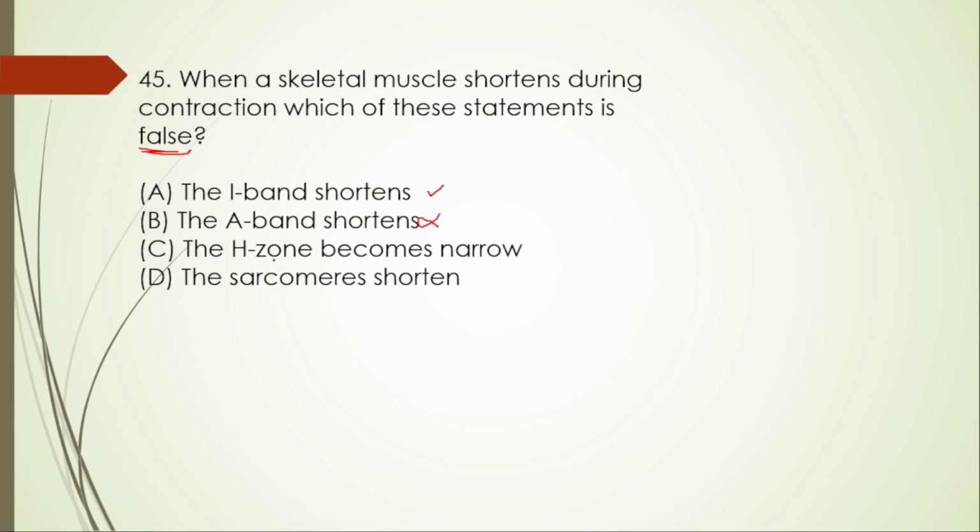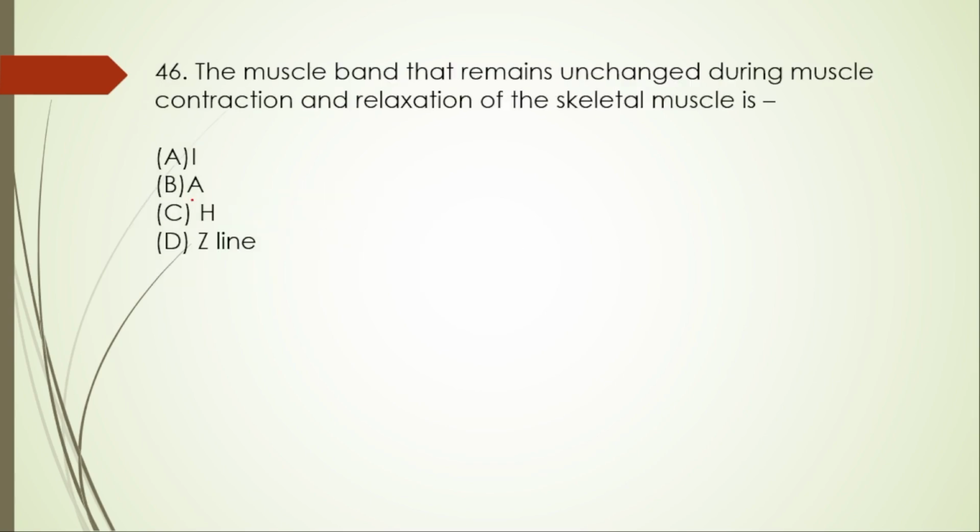And then C. H zone becomes narrow. Yes, of course it becomes narrow as actin filaments move towards the center of the sarcomere. And D. Sarcomere shortens. Yes, sarcomeres also shorten as the distance between Z discs decreases. So here the right option is option B, which one is false.